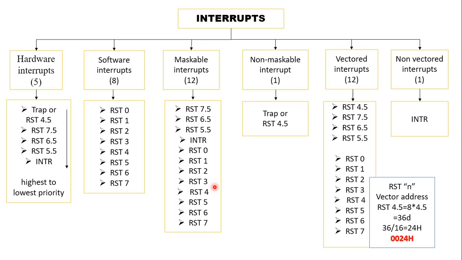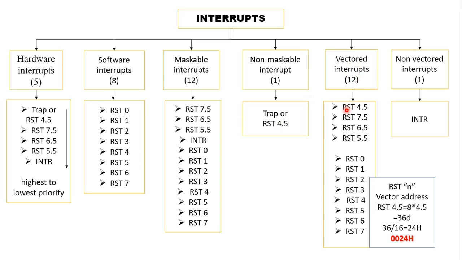DI means disable interrupt. Non-maskable interrupt. An interrupt which cannot be disabled is called a non-maskable interrupt. The interrupt TRAP or RST 4.5 is the only interrupt which is always in enable mode.